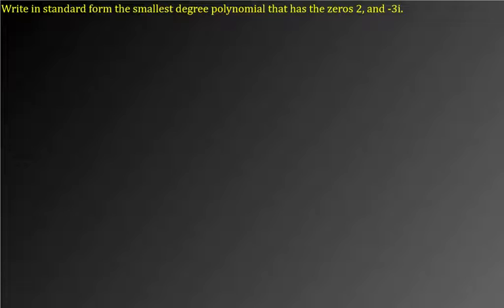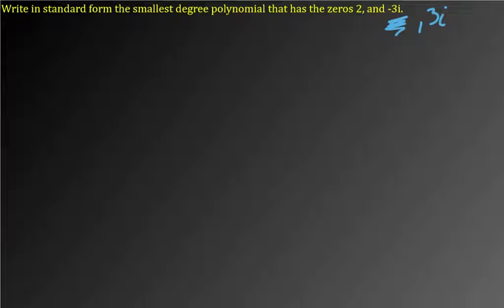All right. So for this one, it says, write in standard form the smallest degree polynomial that has zeros 2 and minus 3i. This one's trying to be a little tricky, but it's not that tricky, because you can't just have a root of minus 3i, unless you have imaginary coefficients. Assuming that you don't have imaginary coefficients, then you would have to have a positive 3i root right here.